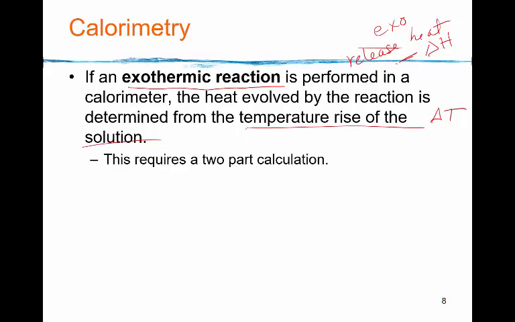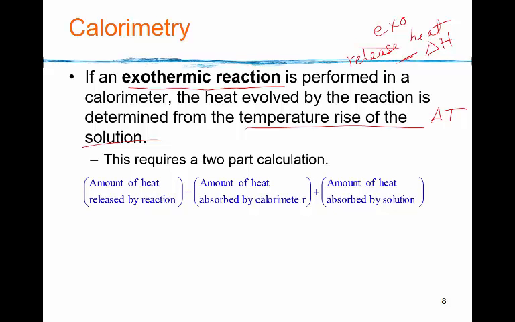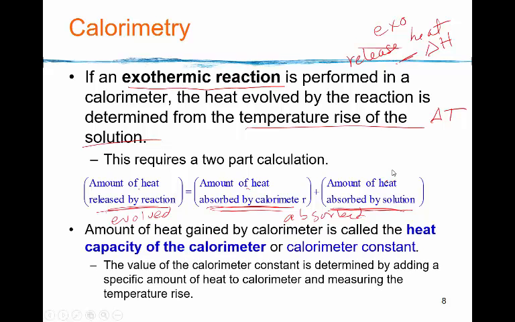In order to calculate this, we need to remember the amount of heat released is equal to the amount of heat absorbed by the calorimeter plus the amount of heat absorbed by the solution, because heat evolved equals heat absorbed. You have two things absorbing the heat, the calorimeter itself and the solution in there. By knowing this simple relationship, we can figure out quite a few things about this change in energy.